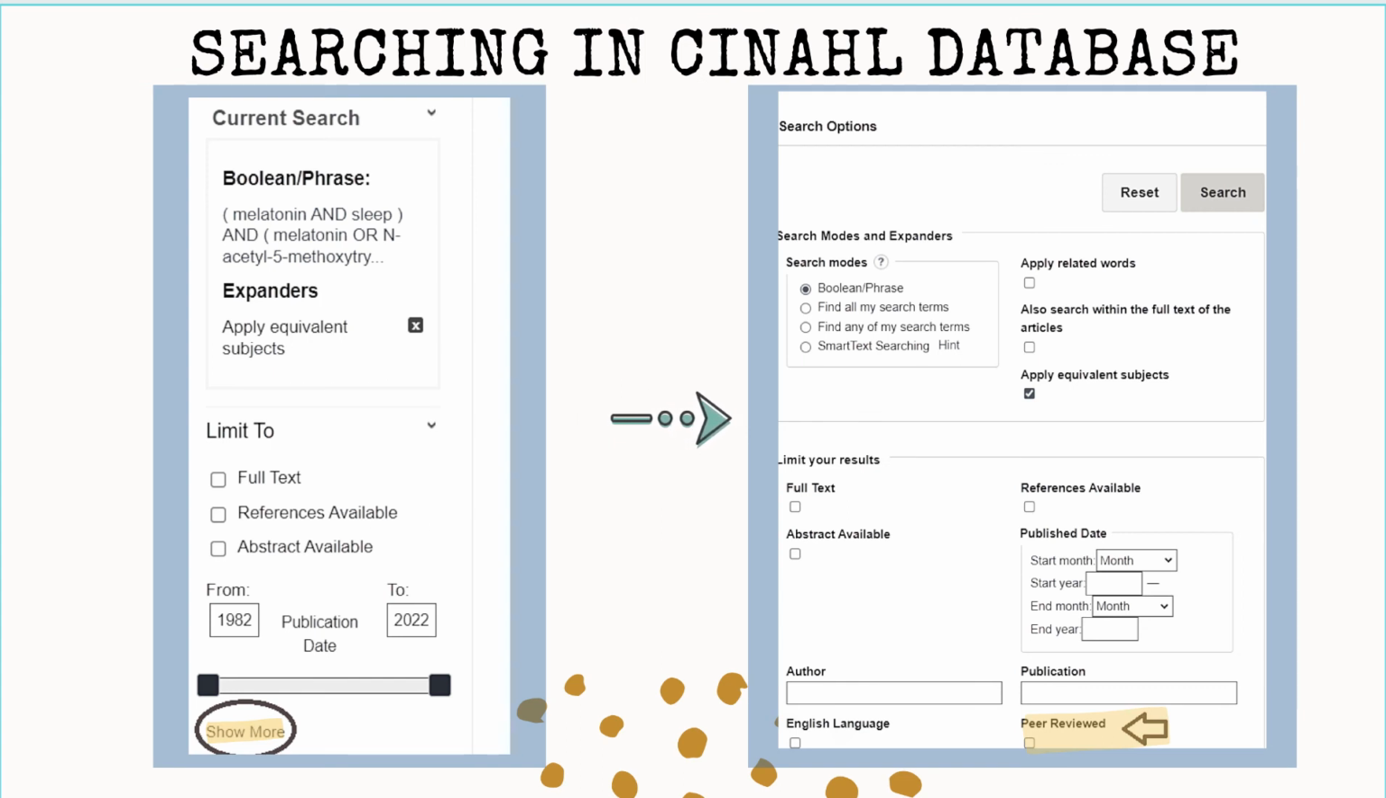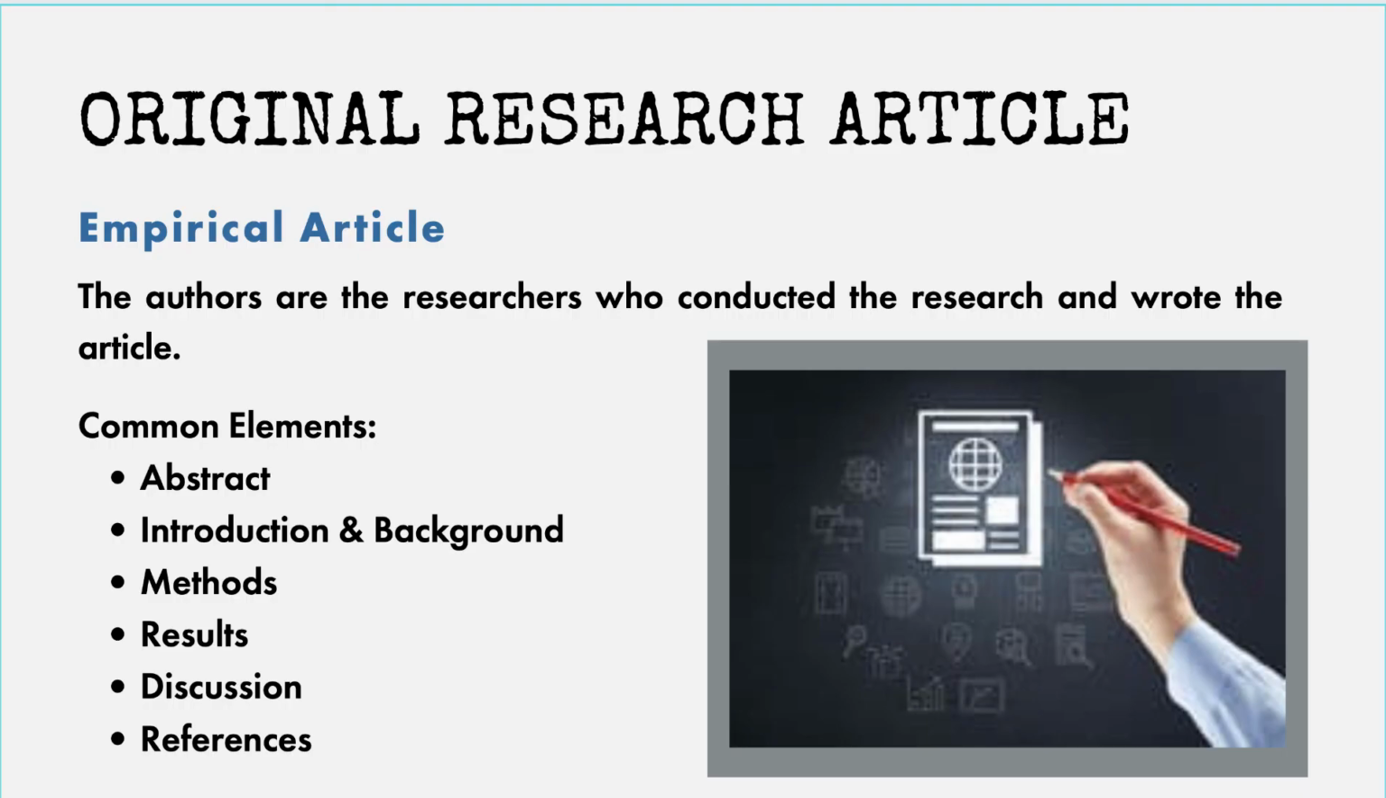To limit to peer-reviewed articles, I will click the Show More link circled under the Limit To list to open more limiting options. As you can see in the picture to the right, you can limit to just peer-reviewed articles. Select the checkbox and your results will update to only show peer-reviewed articles.